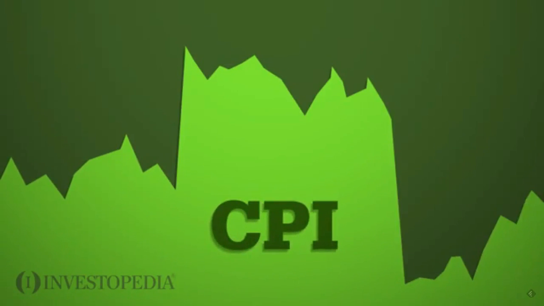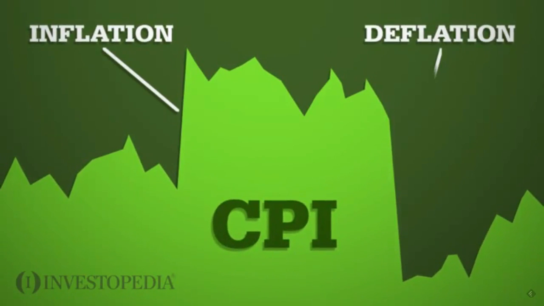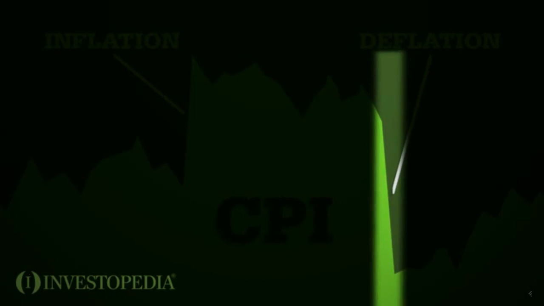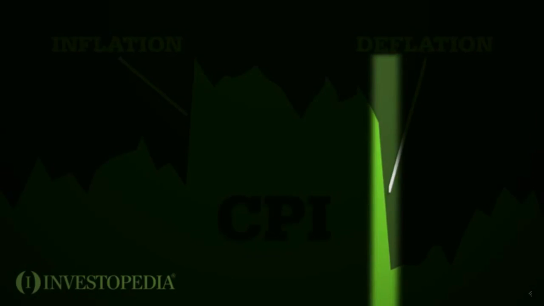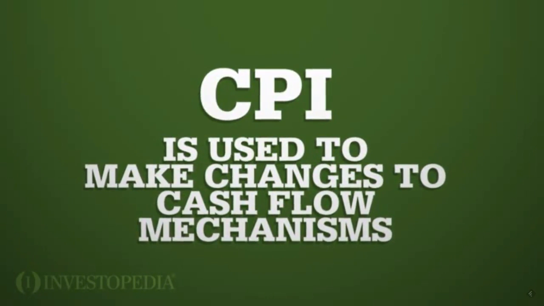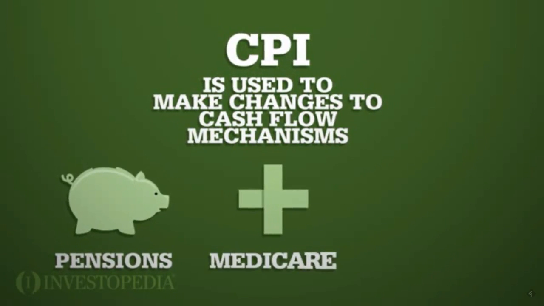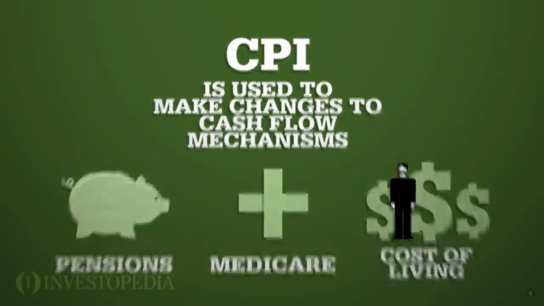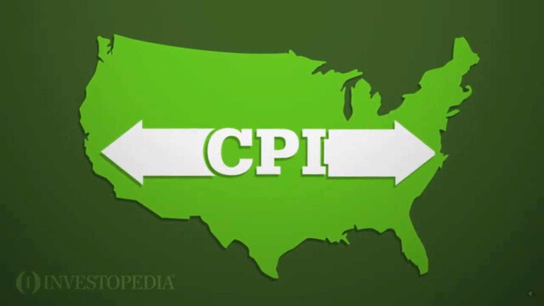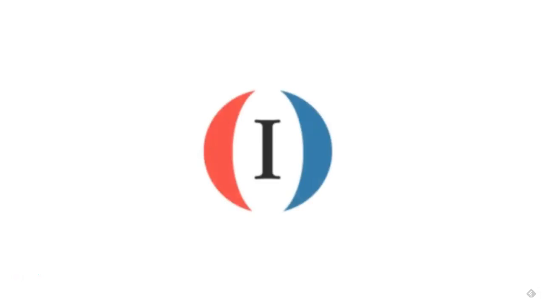The CPI is also used to identify periods of inflation or deflation. Large rises in CPI during a short stretch typically signal periods of inflation, and large drops in CPI during a short period usually mark periods of deflation. As well, the CPI is used to make changes to cash flow mechanisms such as pensions, Medicare, and cost of living adjustments. This versatility means the CPI affects nearly every market and person in America.